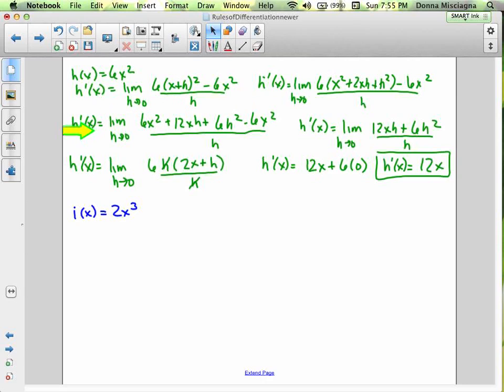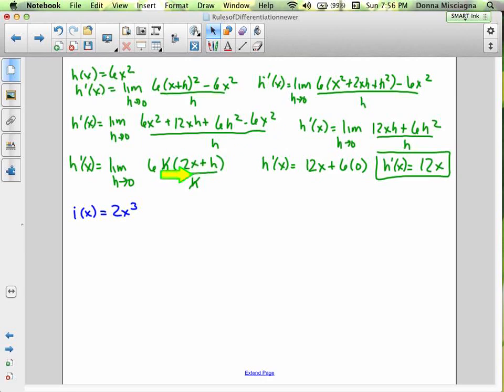So that gives us h prime of x equals the limit as h approaches 0 of 6x squared plus 12xh plus 6h squared minus 6x squared. Of course, the 6x squareds are going to cancel. And we're left with h prime of x equals the limit as h approaches 0 of 12xh plus 6h squared, all divided by h. We can factor out the h.